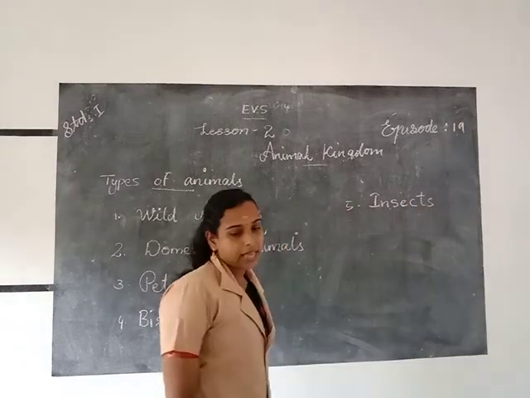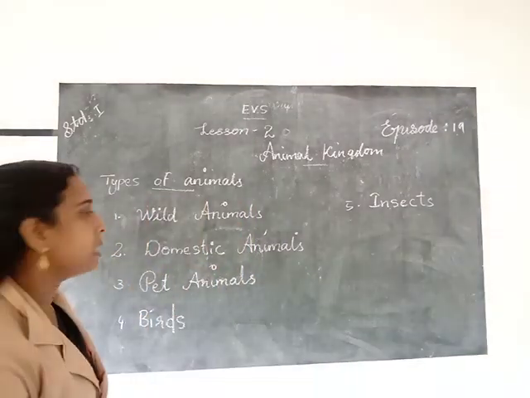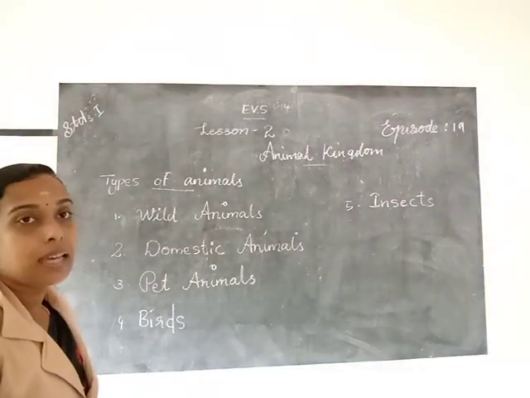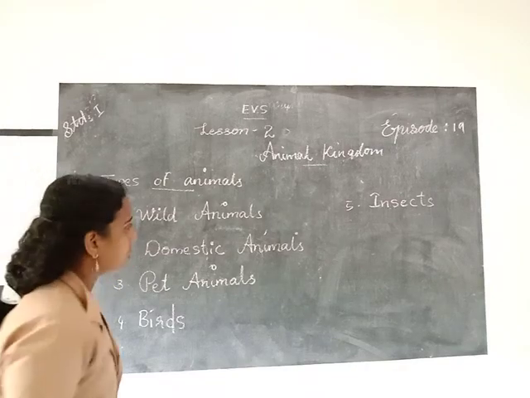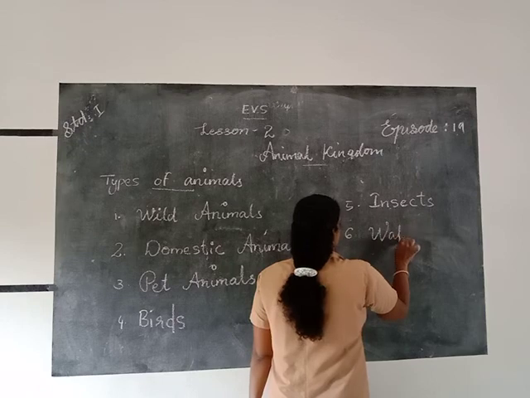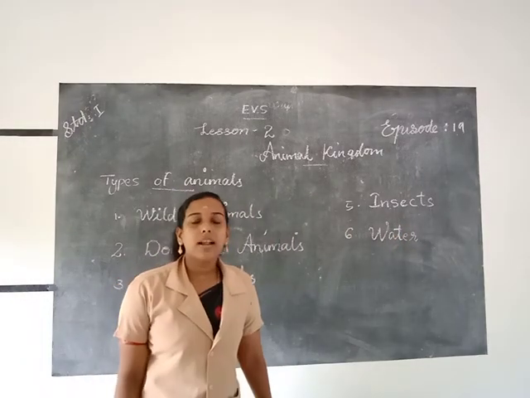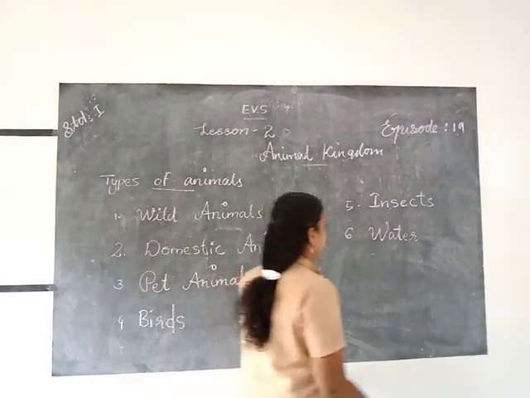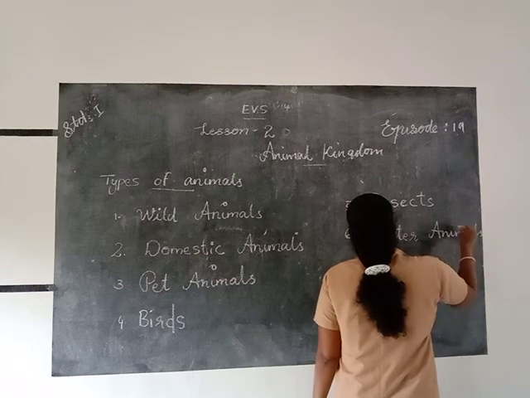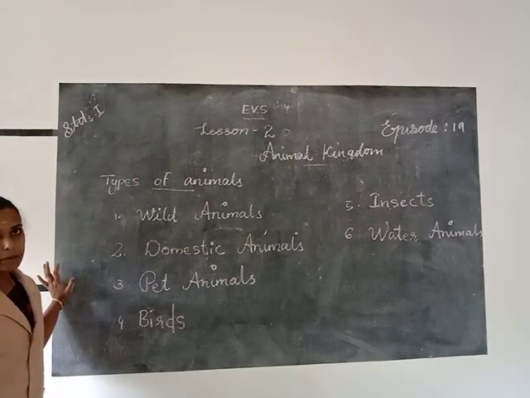Insects. So the first one, wild animals, domestic animals, pet animals, birds, insects, then water animals. Sixth one is water animals. The animals that live in water are called water animals or aquatic animals. So these are the 6 types of animals.